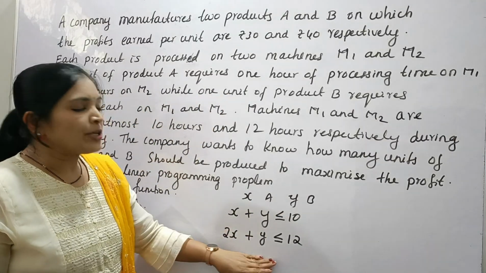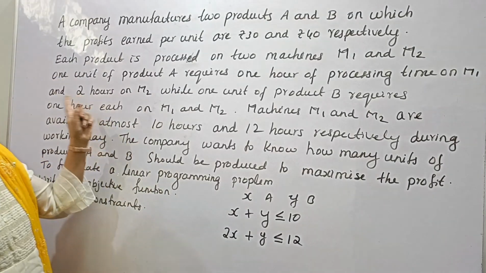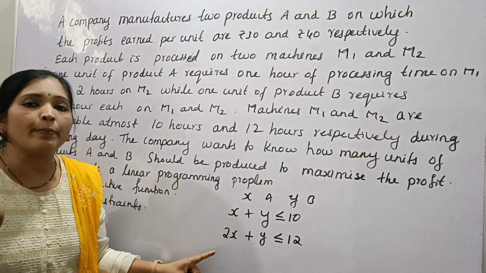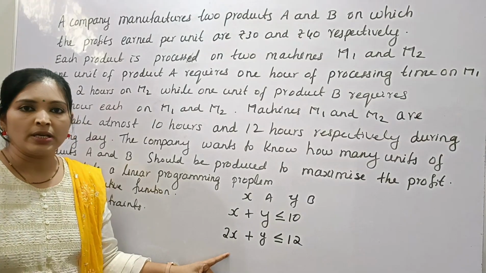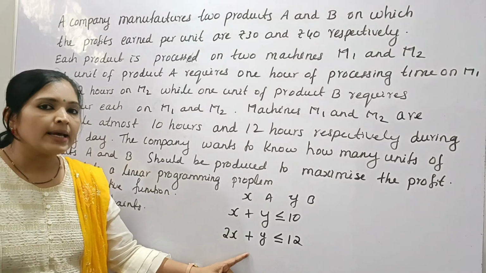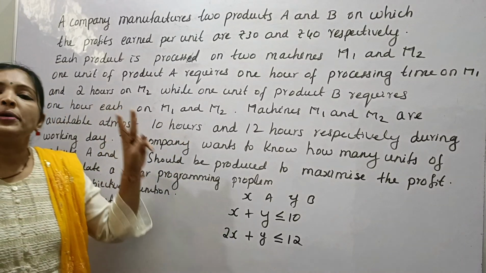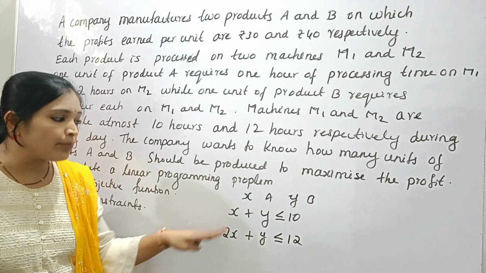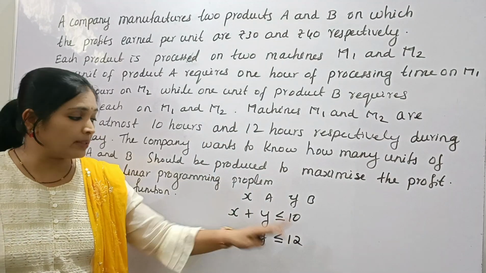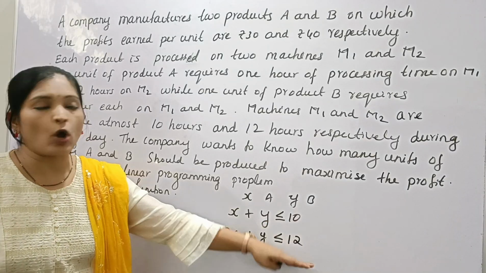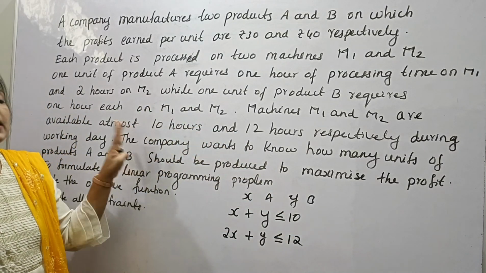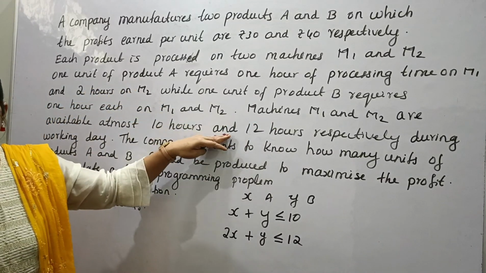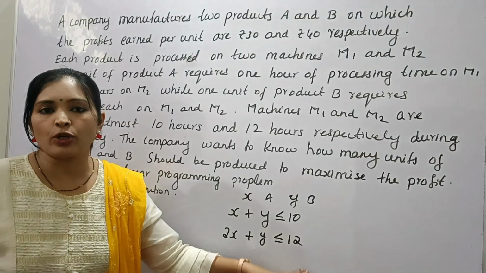Next is machine M2. In machine M2, product A requires 2 hours. Therefore 2x, because the total number of units of product A is X. So 2 into X plus product B requires 1 hour on machine M2. Therefore Y into 1. This total time cannot be greater than 12 hours, because this machine M2 is available at most 12 hours. Therefore, 2x plus y less than or equal to 12.